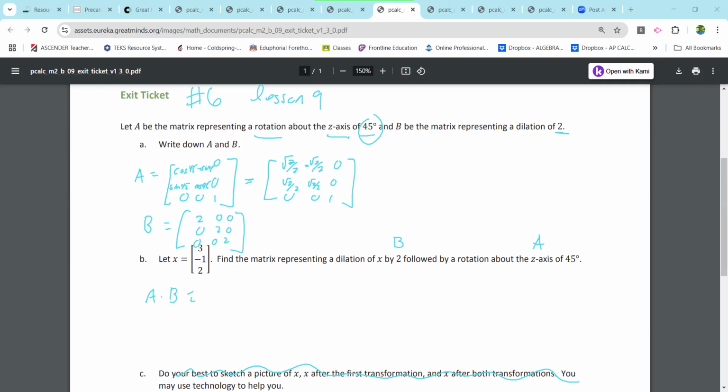Yeah, so for instance, if I say I'm doing a rotation first, then a dilation, now I want B times A because I wanted A to happen first. All right, so what you're going to do first is figure out what A times B is, take that response, multiply it to your X, and that would give you your answer. So let's practice that. Am I running out of time? Okay.